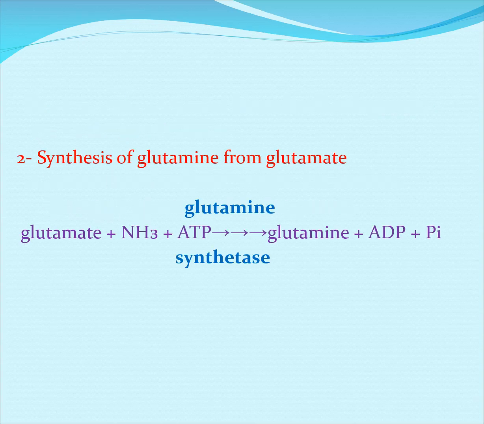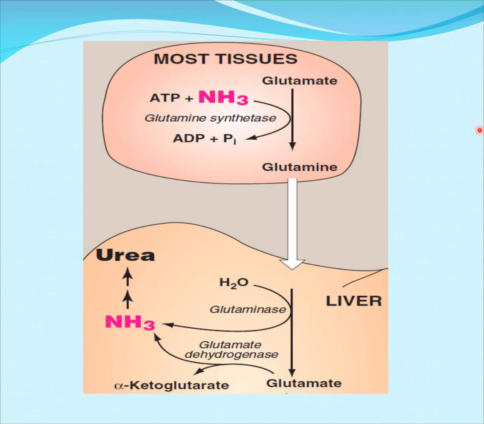Glutamine can be synthesized from glutamate again. Glutamate combined with NH3 by the enzyme glutamine synthetase, which requires energy, requires ATP, to form glutamine. This is in most tissues and mainly in the brain. Ammonia which is produced can be combined with glutamate to form glutamine by the enzyme glutamine synthetase. Glutamine is non-charged. It can be transported in the plasma when it reaches the liver.